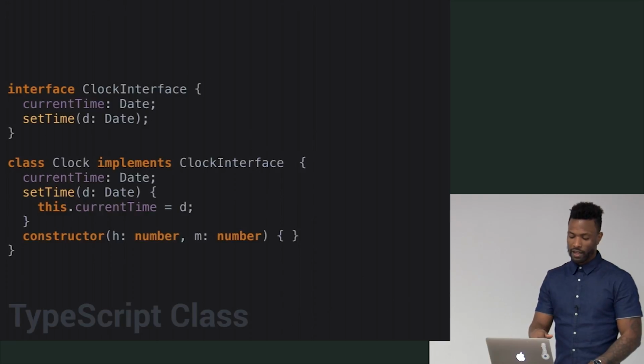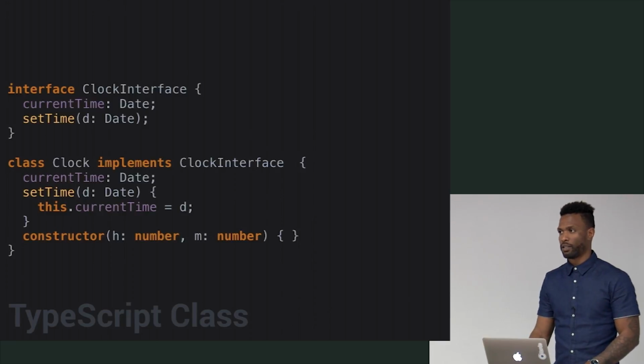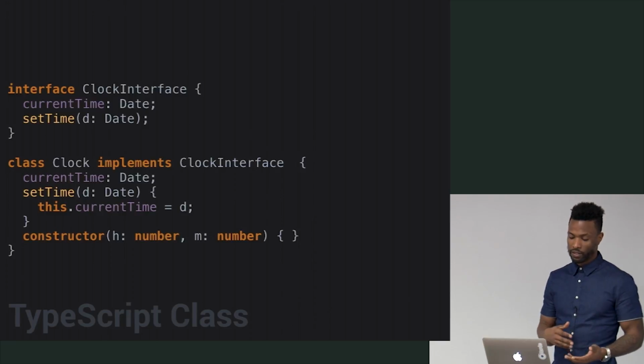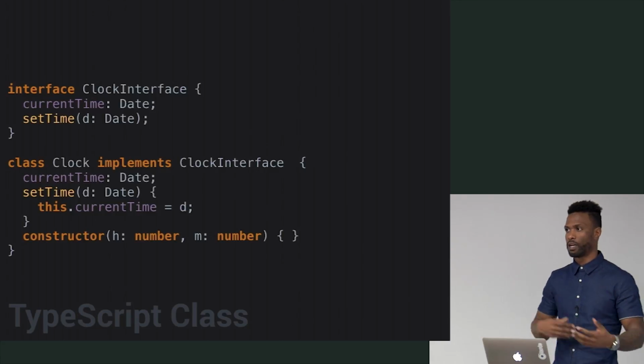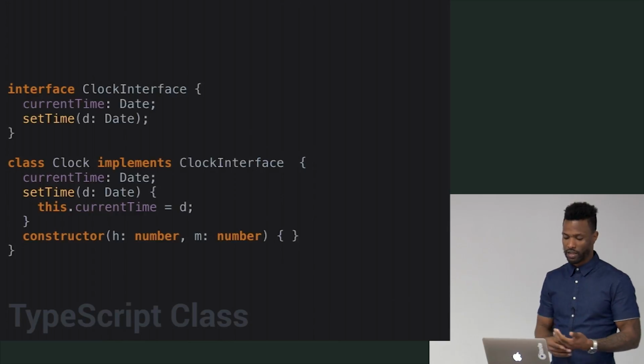And then this clock just implements that interface. So that's just saying, hey, this clock should be expecting a clock interface. It should be designed in a way that it looks just like a clock interface. So it should have at least those same properties that the clock interface has, but it can also have more. But at the minimum, it must have those, and they must match the types. And that's what's happening here.